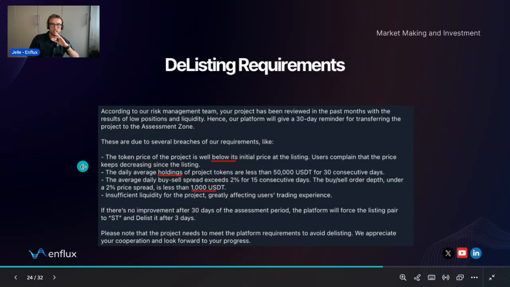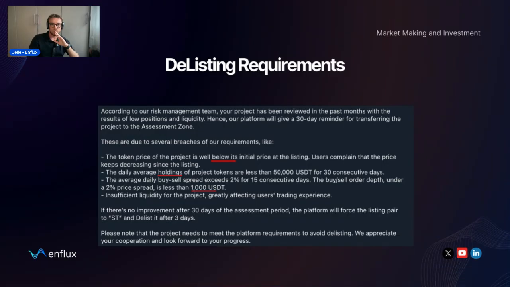Here's one from MEXC. A message that they are receiving if things are not okay. And there's two very interesting ones. The average holdings of a project token are less than 50K. What that means is that collectively, all the accounts on MEXC don't hold more than 50K worth of tokens on the account. That is not enough.